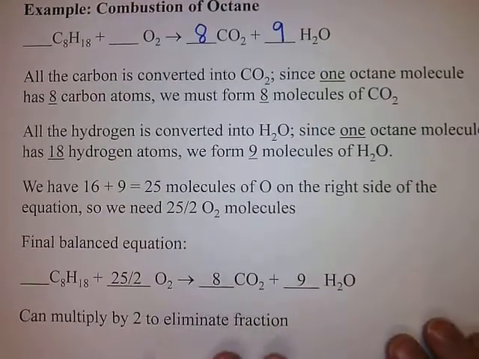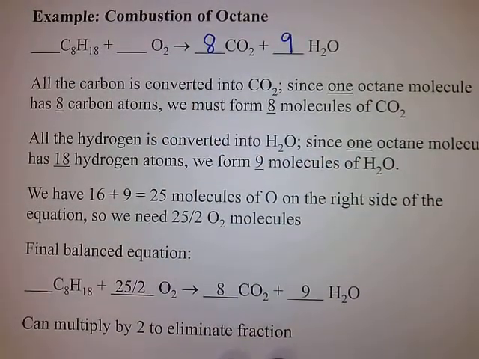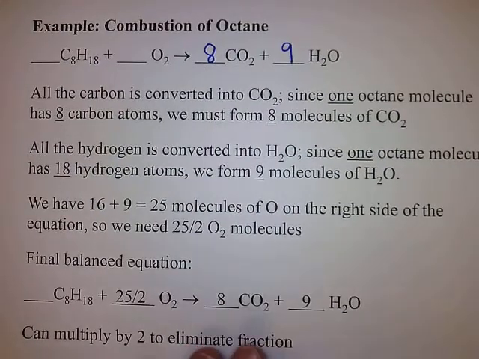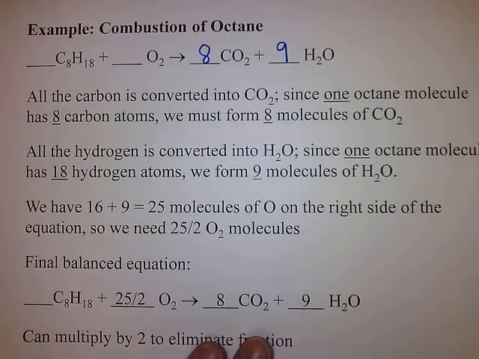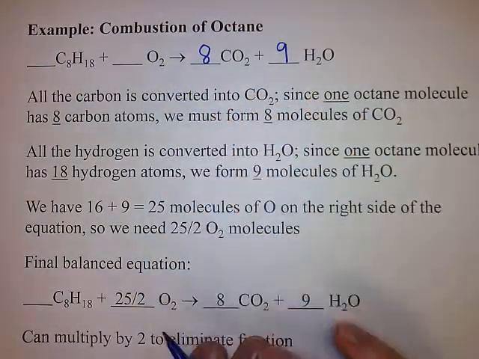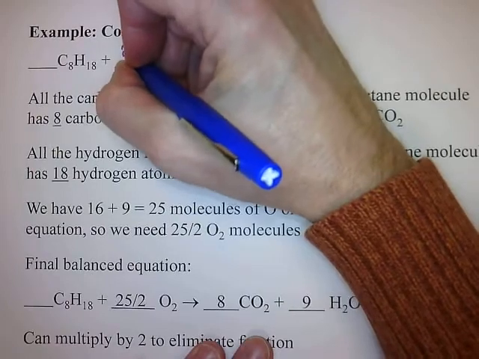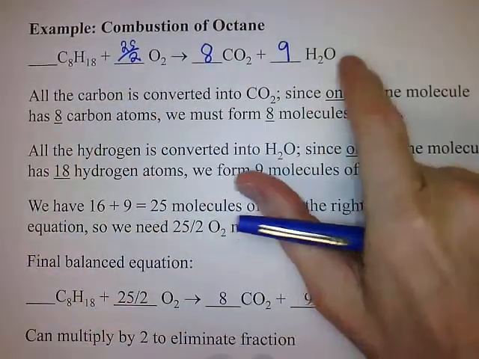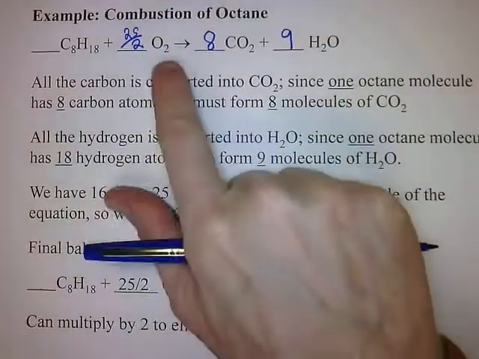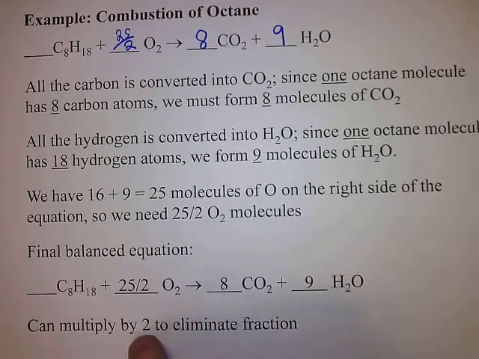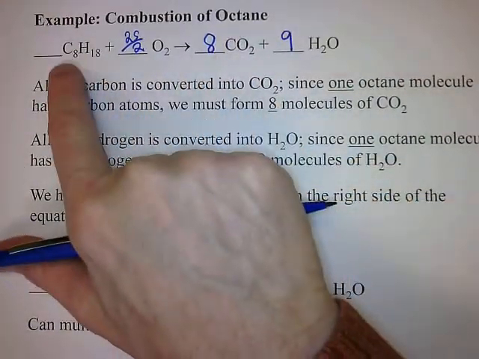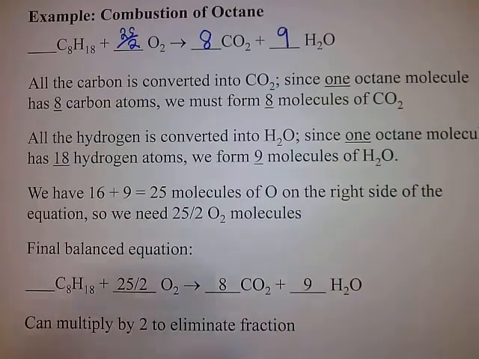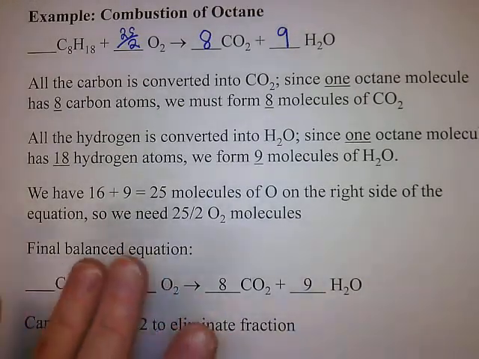So it's semi-acceptable. This is the only case where the use of a fraction in a balanced equation is semi-acceptable, as with these diatomic molecules. So we could write that as 25 halves, and basically then that's balanced. Or if that really bothers you, you can multiply by 2 and get rid of it. So you'd have 2, 25, 16, and then 18, and the equation would be balanced.